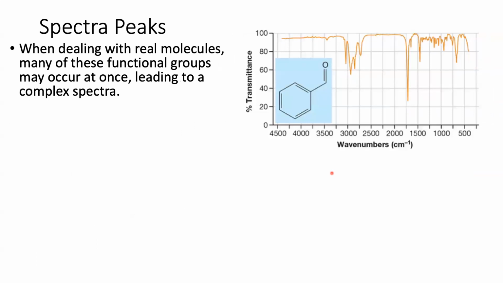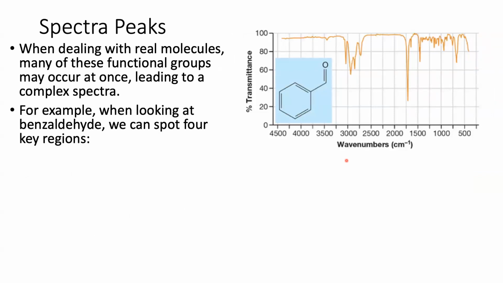So this can lead to a lot more complex spectra, and so you have to keep an eye on multiple regions and figure out how they coordinate. So for example, if I'm looking at benzaldehyde here, I'm going to be looking at four key regions. The first thing that should really stand out to you is that we have a very intense peak around 1700, but also note that we have an absorption above 3000, an absorption a little bit below 2700, and we definitely have some action going around 1400.